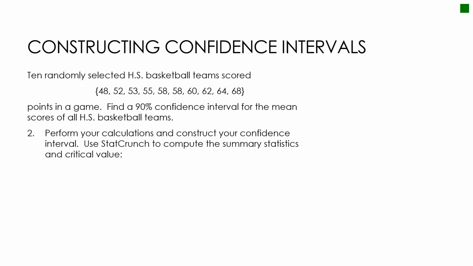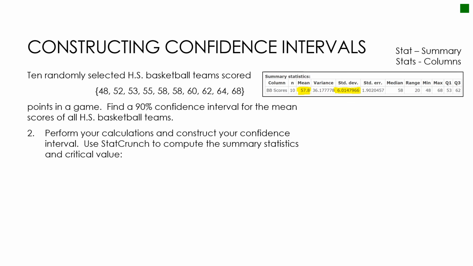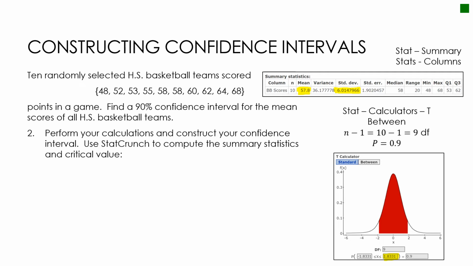So now let's look at step 2, which is to perform the calculations. Now, to perform the calculations, I would of course have to do my summary stats. I just showed you how to do that on the last slide. So just loading that data into StatCrunch and letting StatCrunch do all of the work for you. And then I also needed to find that critical value of 1.833. Again, we just went through that on the last slide.